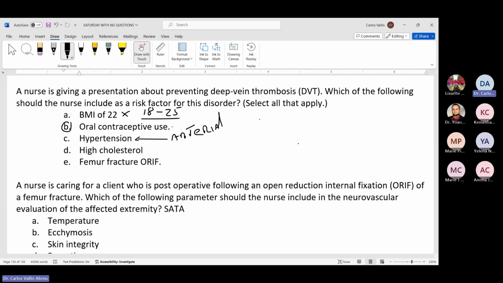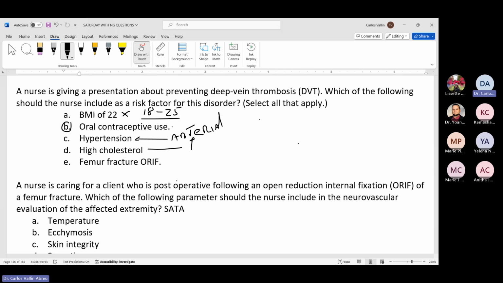High cholesterol produces problems in the arteries. So high cholesterol produces problems in the arteries, atherosclerosis, and serious problems in the arteries that can end in myocardial infarction, stroke, etc., but not DVT, not vein problems. The cholesterol doesn't affect the veins.